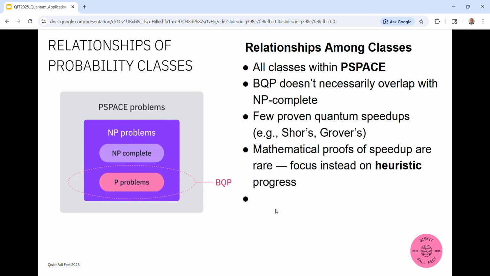All of these classes exist within probability space, but BQP doesn't necessarily overlap with NP complete. And the issue is the P versus NP and the NP complete. The mathematical proofs for which problem belongs to which class aren't well developed. There's a few mathematically proven quantum speedups, like Shor's and Grover's, where undeniably quantum computing will be faster than classical. But these mathematical proofs are hard to do.